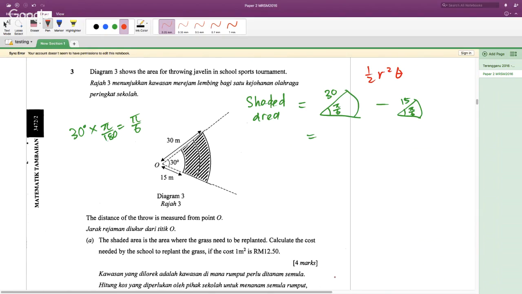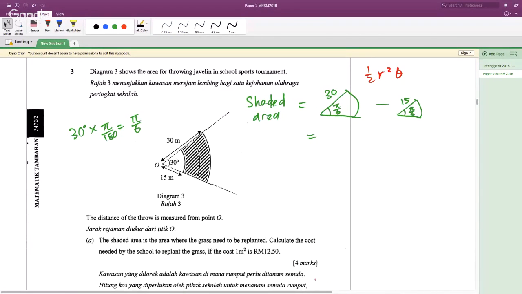So when do we know we need to differentiate? Whenever you want to find maximum or minimum area, volume, or length, you have to differentiate. If not, there's no need to differentiate. Okay, let me just move on.